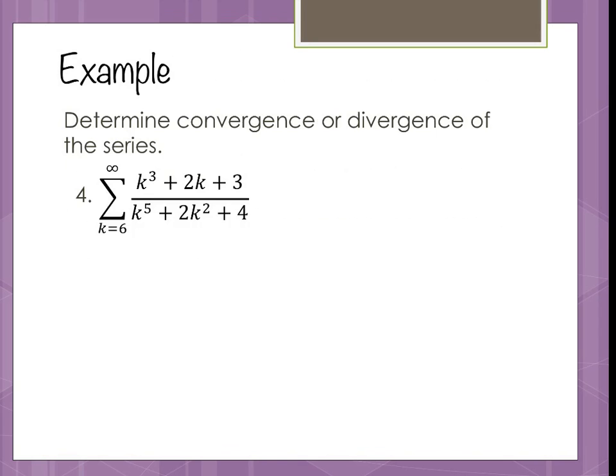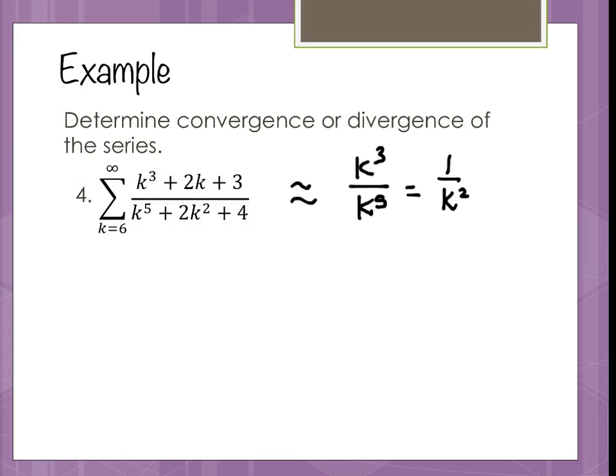So. All right, well, let's take a look at example 4. We're looking at whether this series converges or diverges, just like with the others. And like we said, this is roughly going to be k cubed over k to the 5th, because those are the terms of highest degree. And k cubed over k to the 5th is what? 1 over k squared.